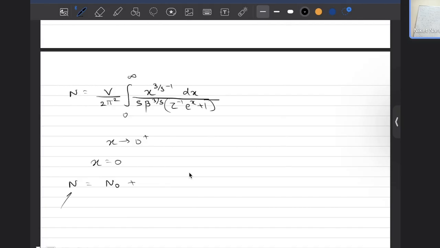Your actual number of particles n has to be written like this. It has to be n0, where n0 is the sheer number of particles which are in the ground state, and the rest of the particles, given by this expression, s beta power 3 by s to z inverse e power x plus 1, are all in the excited state. All of these particles are in the excited state, and these are the particles in the ground state.